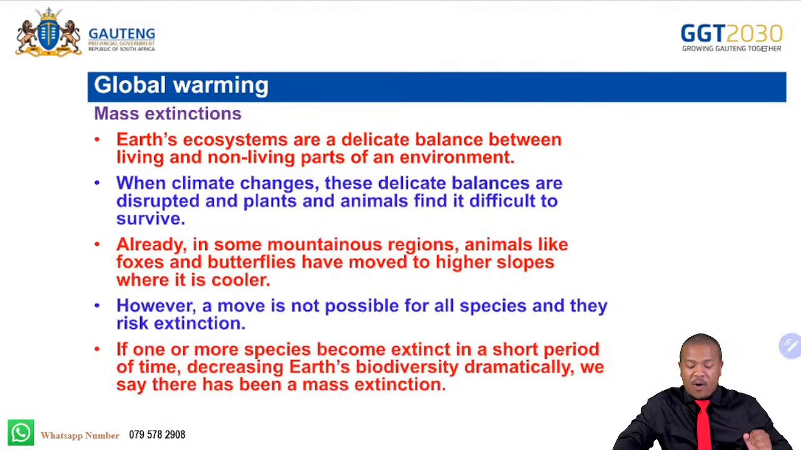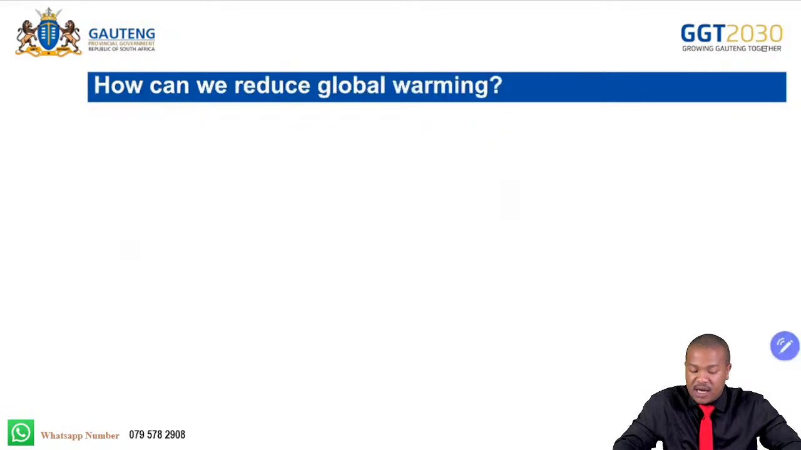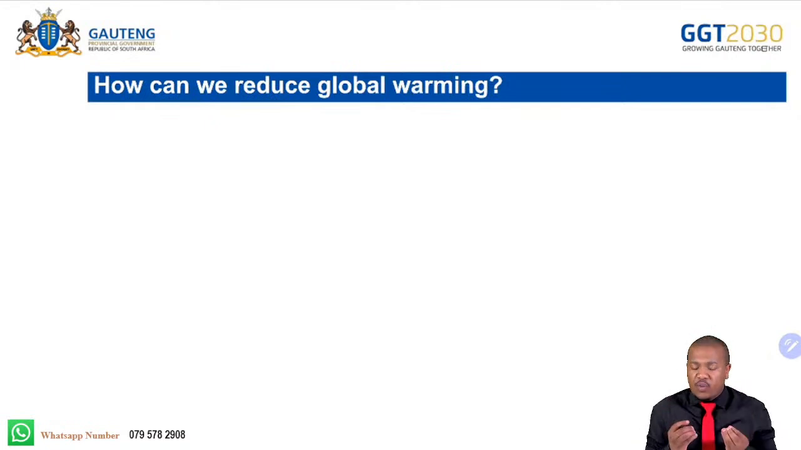So if one or more species becomes extinct in a short period of time, decreasing the Earth's biodiversity dramatically, we say that there has been a mass extinction. Now, what can we do to reduce this global warming, to avoid all the environmental impacts that I was talking about here?